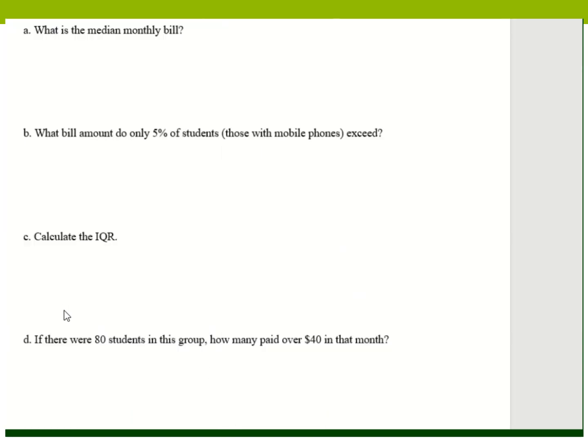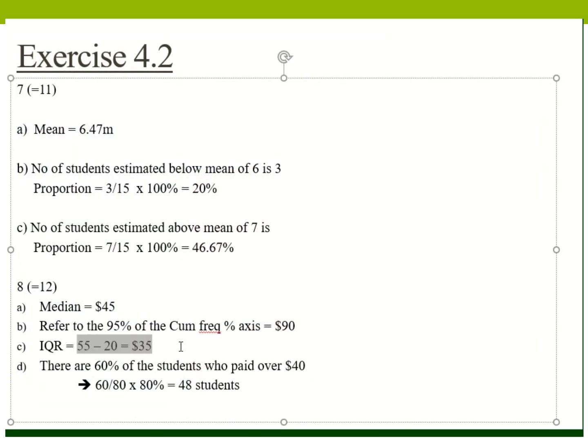All right, calculate the IQR. I would rather you just use my values. Or if you don't want to, you can just estimate. Make sure you get close to my values. Normally, we accept a range if it's this kind of graph.